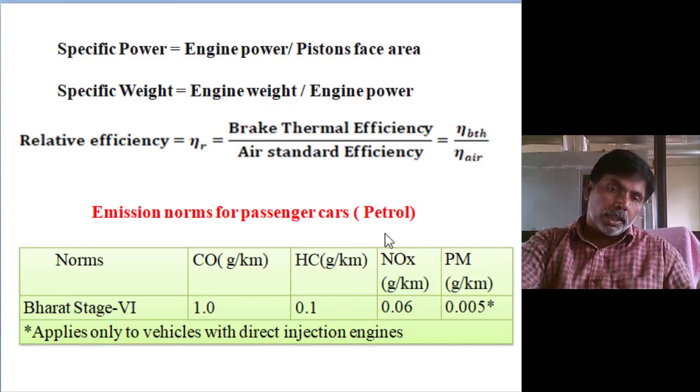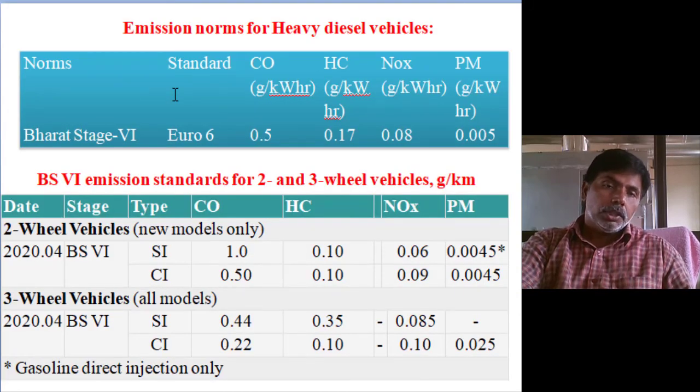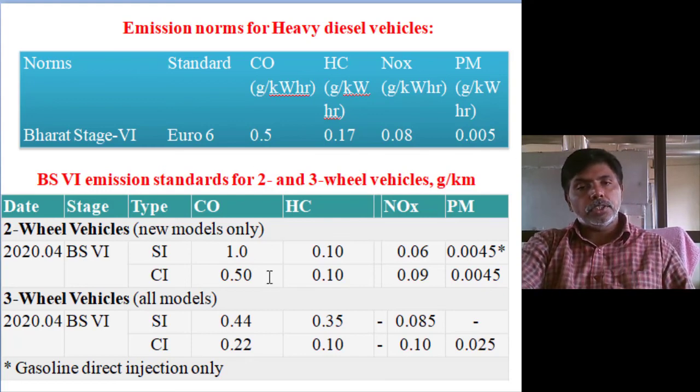And emission norms I already mentioned, at least BS 6 we have to remember. For petrol engines: carbon monoxide 1 gram per kilometer, hydrocarbon 0.1 gram per kilometer, NOx 0.06, and particulate matter 0.005 for injector based petrol engines. Coming to diesel engines also, BS 6: CO 0.5 gram per kilowatt hour, hydrocarbon 0.17, NOx 0.08, and particulate matter 0.005. For two-wheelers and three-wheelers also.